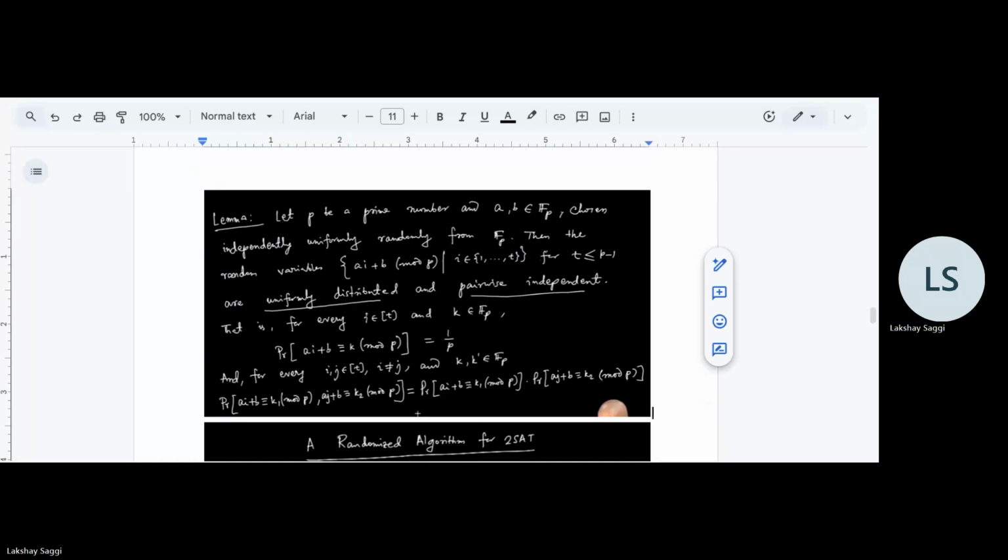Actually it can be proven; this was shown in lectures also. We won't go through the proof, but one can show that this technique gives us uniformly distributed and pairwise independent random variables.